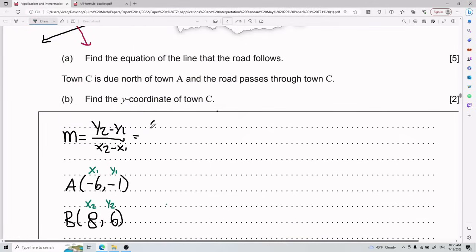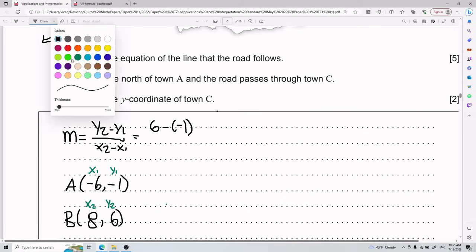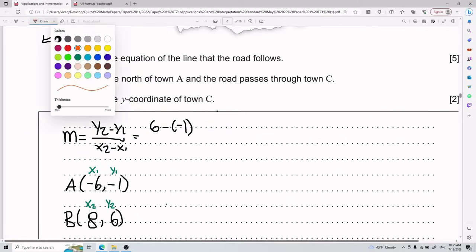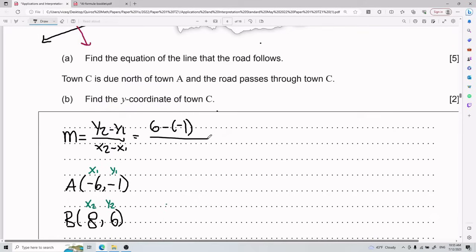So y2 is 6, minus y1 is -1. Whenever I plug in a negative, I strongly suggest you put it in parentheses. Okay, just a rule of thumb. That way it's less likely that you mess up a double negative. On the bottom, I have x2, which is 8, minus x1, which is -6. So I do plug in parentheses again. So up top, I have a double negative. That makes 6 plus 1.